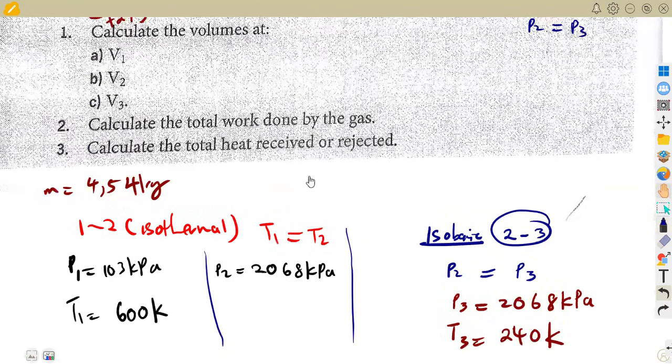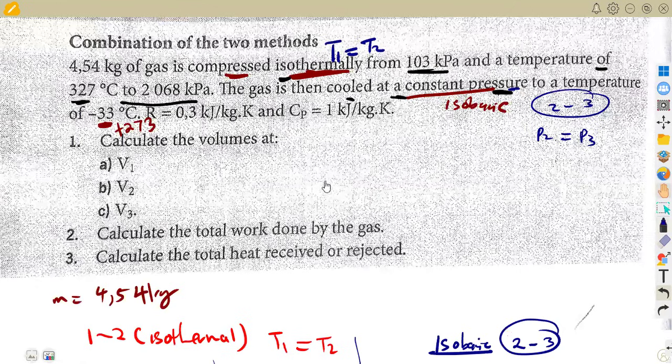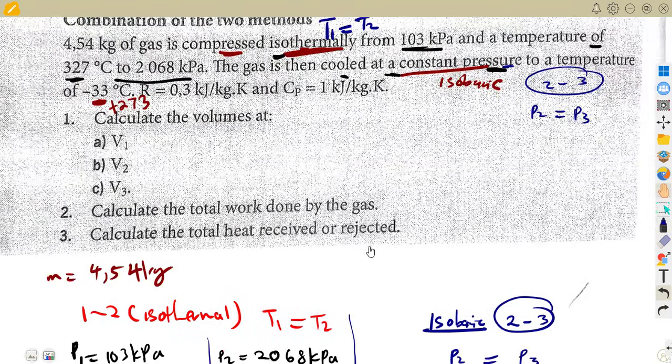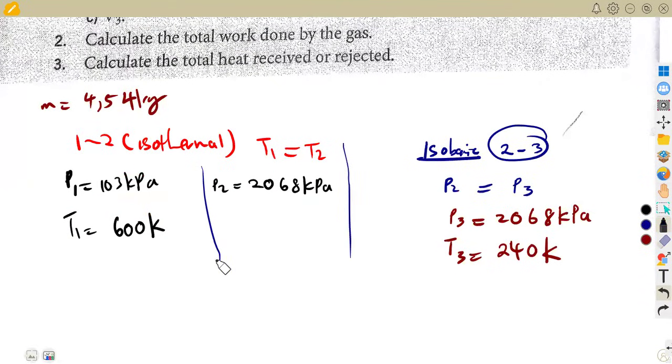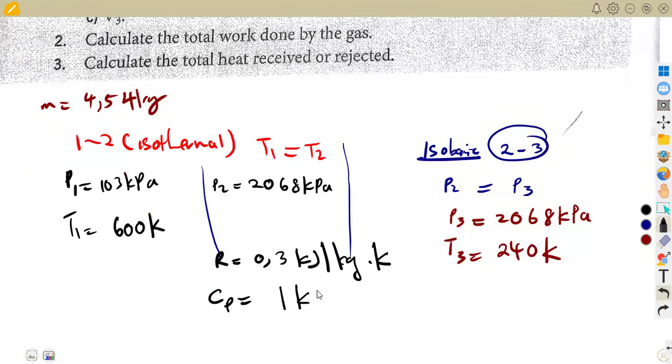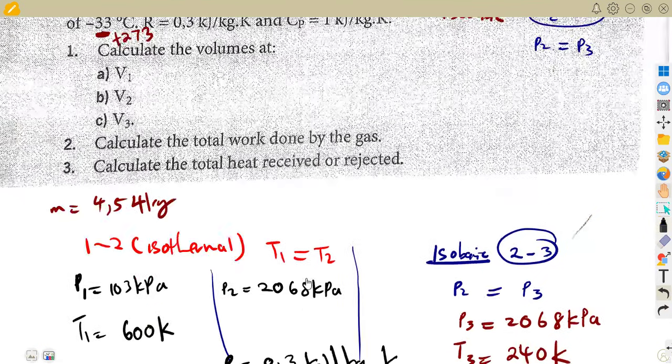Then let's see another part. We are given R and Cp. R is equal to 0.3 kilojoules per kilogram Kelvin, and Cp for constant pressure was given as 1 kilojoule per kilogram Kelvin. That is the specific heat capacity at constant pressure.